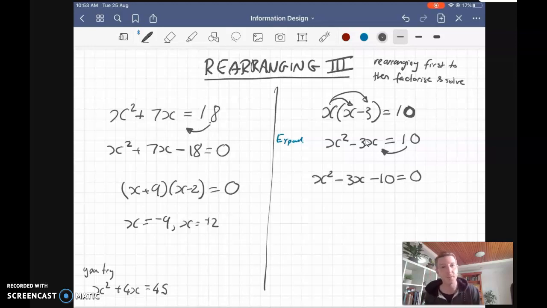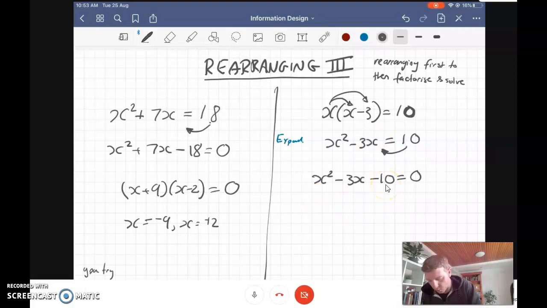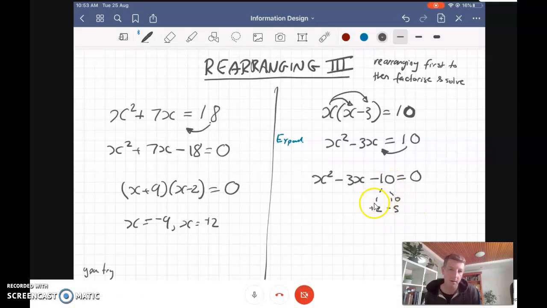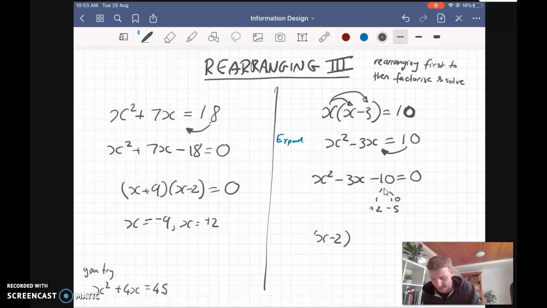And again, once I get to this point, this is something I can factorize. If I look at my factors of 10, I've got 1, 10, 2, and 5. And I can see a difference of 3. So I think it's going to be plus 2 and minus 5. Here are my two numbers. So I'll get x minus 2 in brackets, x plus 2, x minus 5 equals 0. So then x equals negative 2 and x equals positive 5.